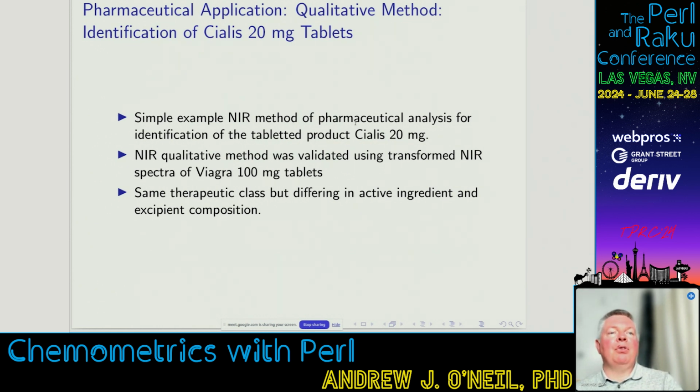And this is just a very simple example of a near-infrared method to identify a product, and the method was quickly validated using near-infrared spectra of Viagra tablets. Now they are in the same therapeutic class as Cialis, but the active ingredient is obviously different, and the excipients, the other ingredients that are present with the drug, are different as well. So this is just to illustrate the method. It's not a particularly fantastic identification. It's simply for illustration purposes.